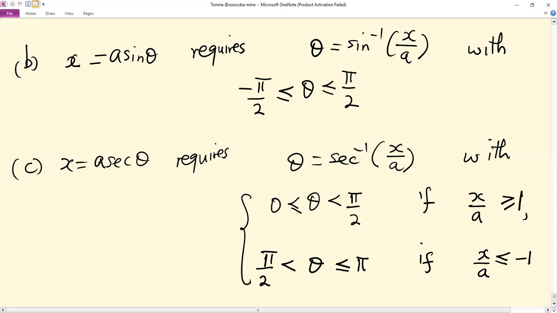So that's the process, and the next session will be giving examples on how to apply those steps on specific problems.